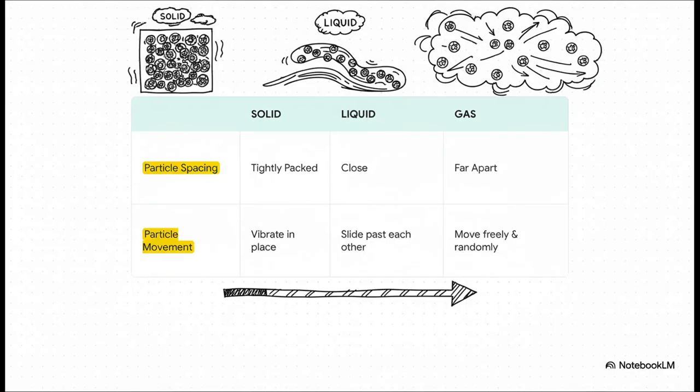So this just pulls it all together perfectly. Look at the difference. For solids, the particles are tightly packed and just vibrate. For liquids, they're still close, but they can slide around. And for gases, they're way far apart and moving totally freely. See? It all just comes down to how much space is between the particles and how much they're moving.